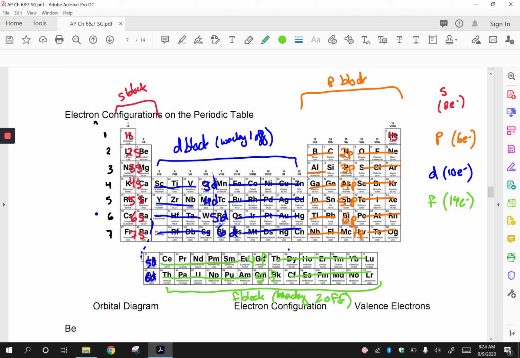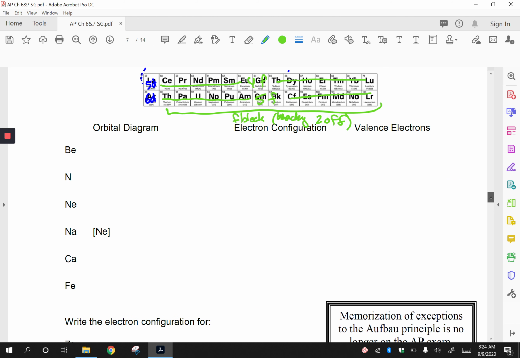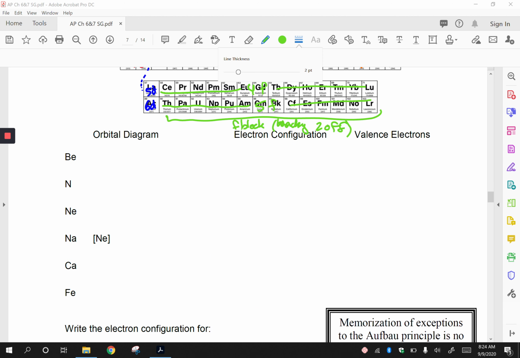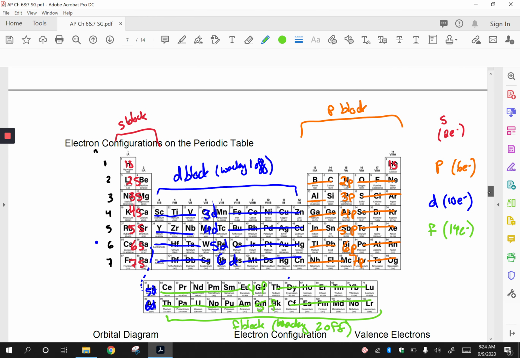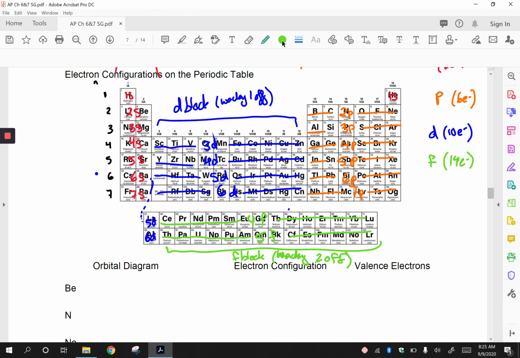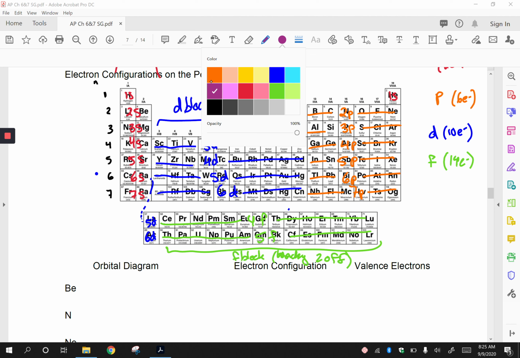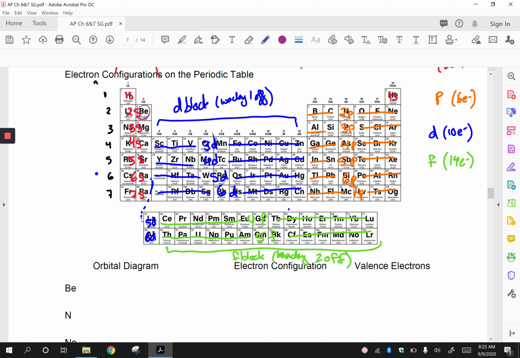So if you're doing electron configurations or orbital diagrams and you're looking for a certain element, what you do is you just go through the periodic table, all the boxes there, until you reach the element that you are looking for. So let's do a few to practice here. So we're going to start with beryllium. So beryllium is right here.